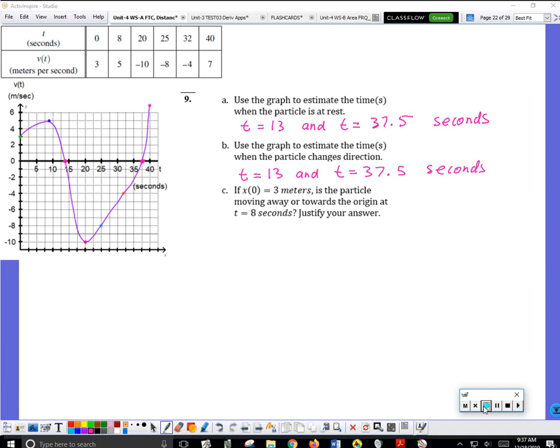2 points for Sage. Anybody else? So nicely done. The particle is at rest whenever the velocity is 0, and the particle changes direction when the velocity changes from positive to negative or vice versa.